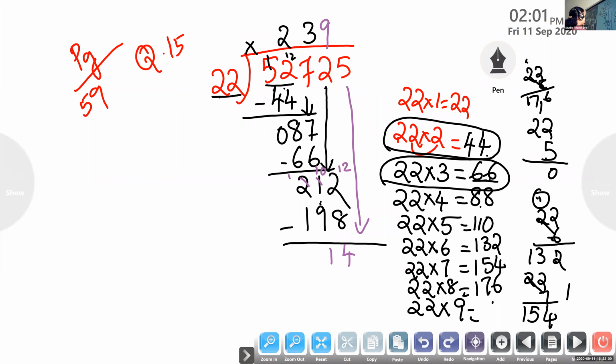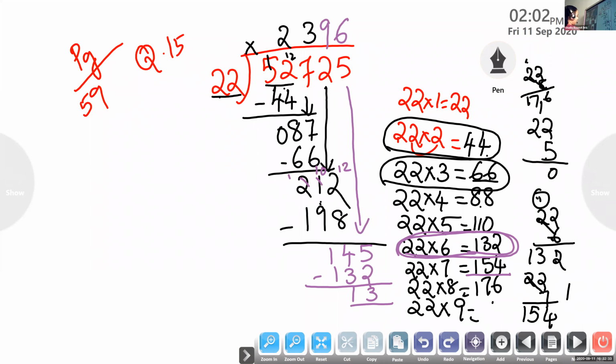Okay, please check the table and tell me which number we can take from there. Here we have 152, 132. We can take only 132. So 22 multiplied by which number? 6. 22 multiplied by 6, we have 132. Subtract and tell me the answer. 5 minus 2 is 3. 4 minus 1 is 3.